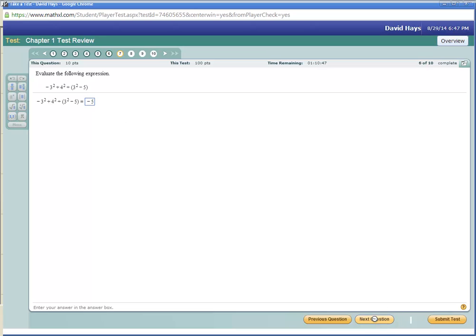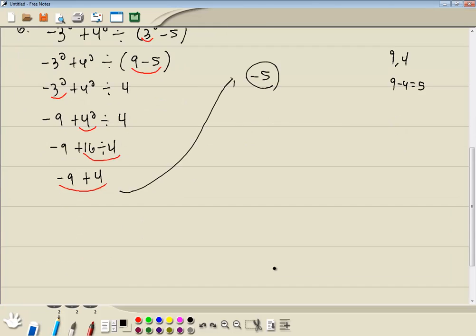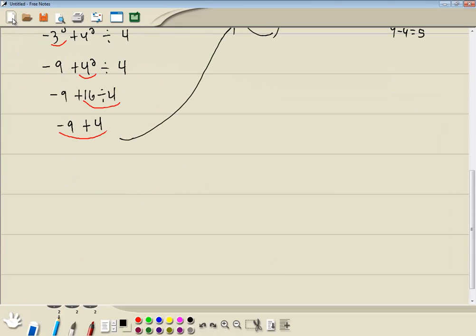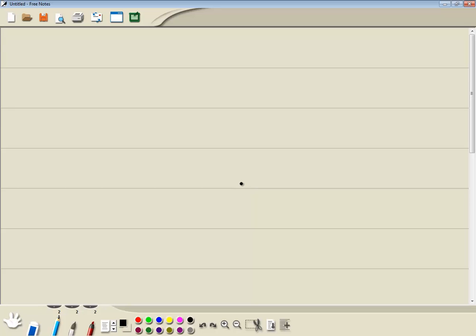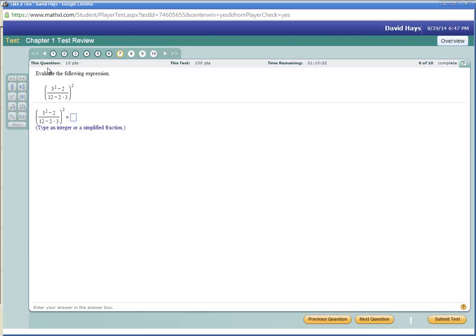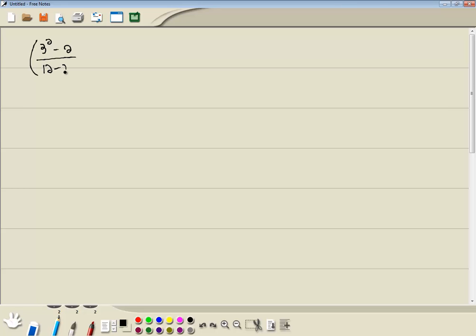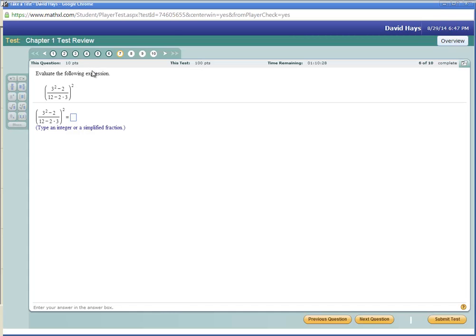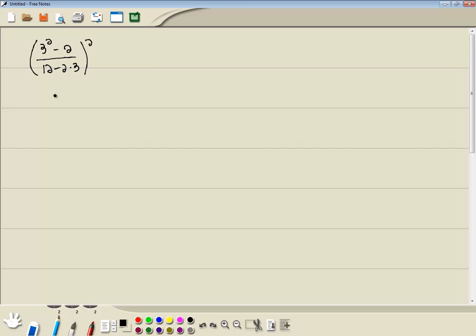And next question. Okay, let's look at this one. Let me start on a new page. We've got 3 squared minus 2 over 12 minus 2 times 3 squared. Okay, please excuse my dear Aunt Sally. So we're going to do what's inside the parentheses first. Within the parentheses, there's a fraction.